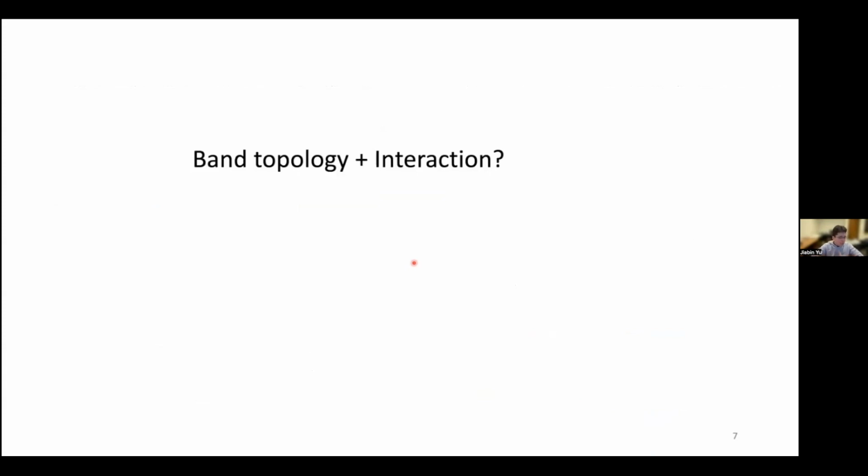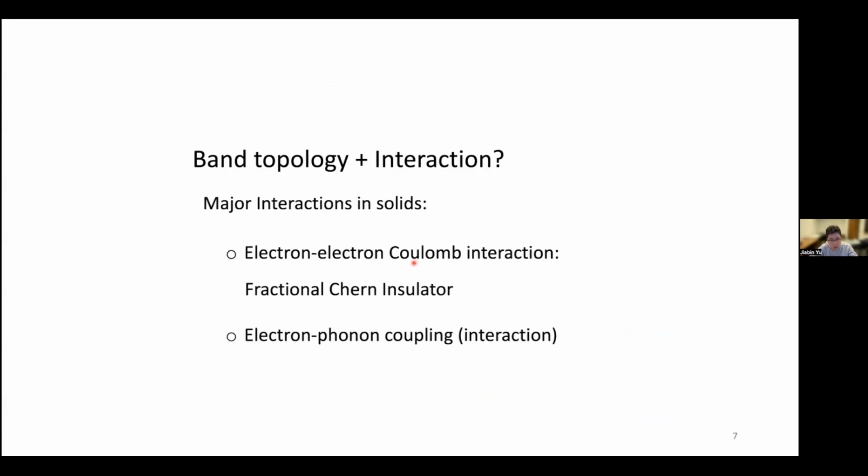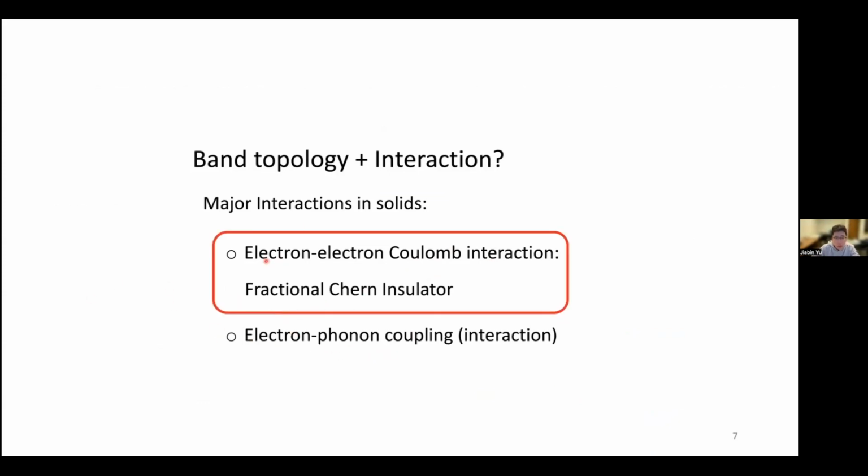In recent years, there has been an increasing amount of study on the combination of band topology and interaction. There are two major types of interactions in solids. One is the electron-electron Coulomb interaction, the other is electron-phonon coupling. In this work, I will focus on the electron Coulomb interaction, and I'll talk about how the combination of non-trivial band topology and this interaction can lead to exotic physical matter like the fractional Chern insulator.